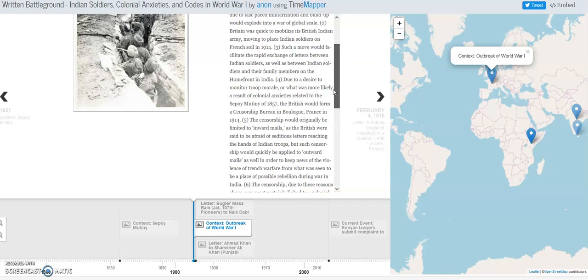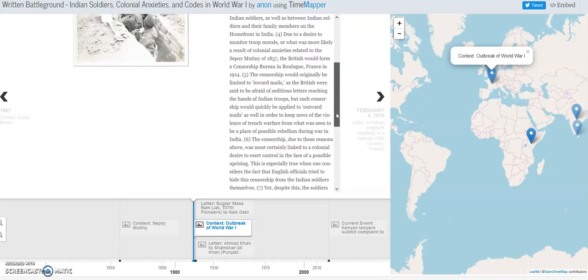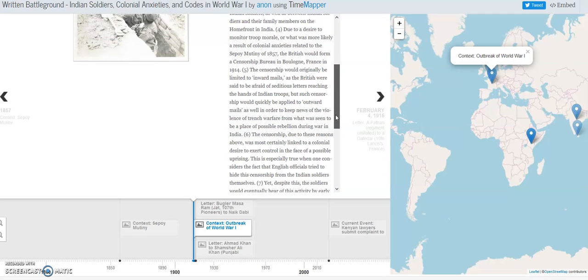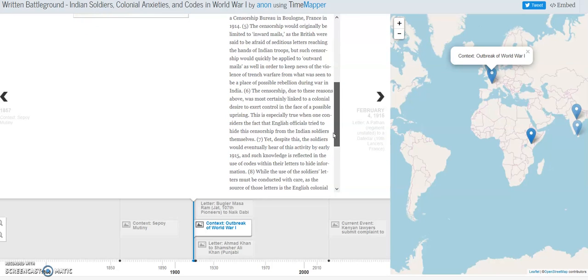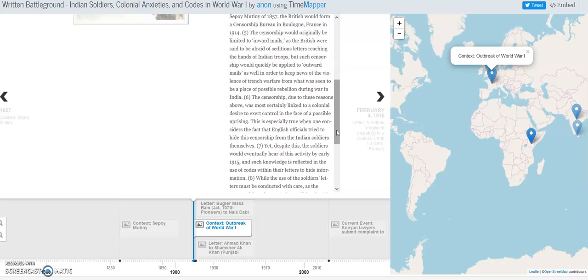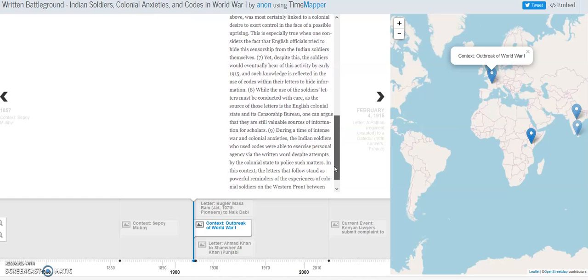But such censorship would quickly be applied to outward mails as well, in order to keep news of the violence of trench warfare from what was seen to be a place of possible rebellion during the war in India. The censorship, due to these reasons above, was most certainly linked to a colonial desire to exert control in the face of a possible uprising. This is especially true when one considers the fact that English officials tried to hide this censorship from the Indian soldiers themselves. Yet despite this, the soldiers would eventually hear of this activity by early 1915, and such knowledge was reflected in the use of codes within the letters to hide information.